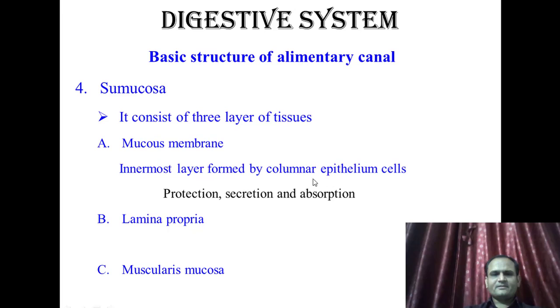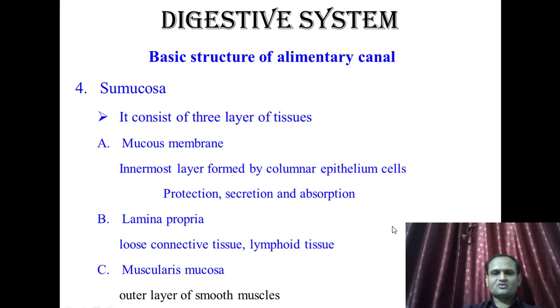Its function is very clear: protection, secretion, and absorption. This is the function carried out by the mucous membrane of the mucosa. Lamina propria is made up of loose connective tissue and lymphoid tissue, so it also helps in protection from microorganisms. And the muscularis mucosa, as the name indicates, is made up of muscle, the outer layer of smooth muscle.